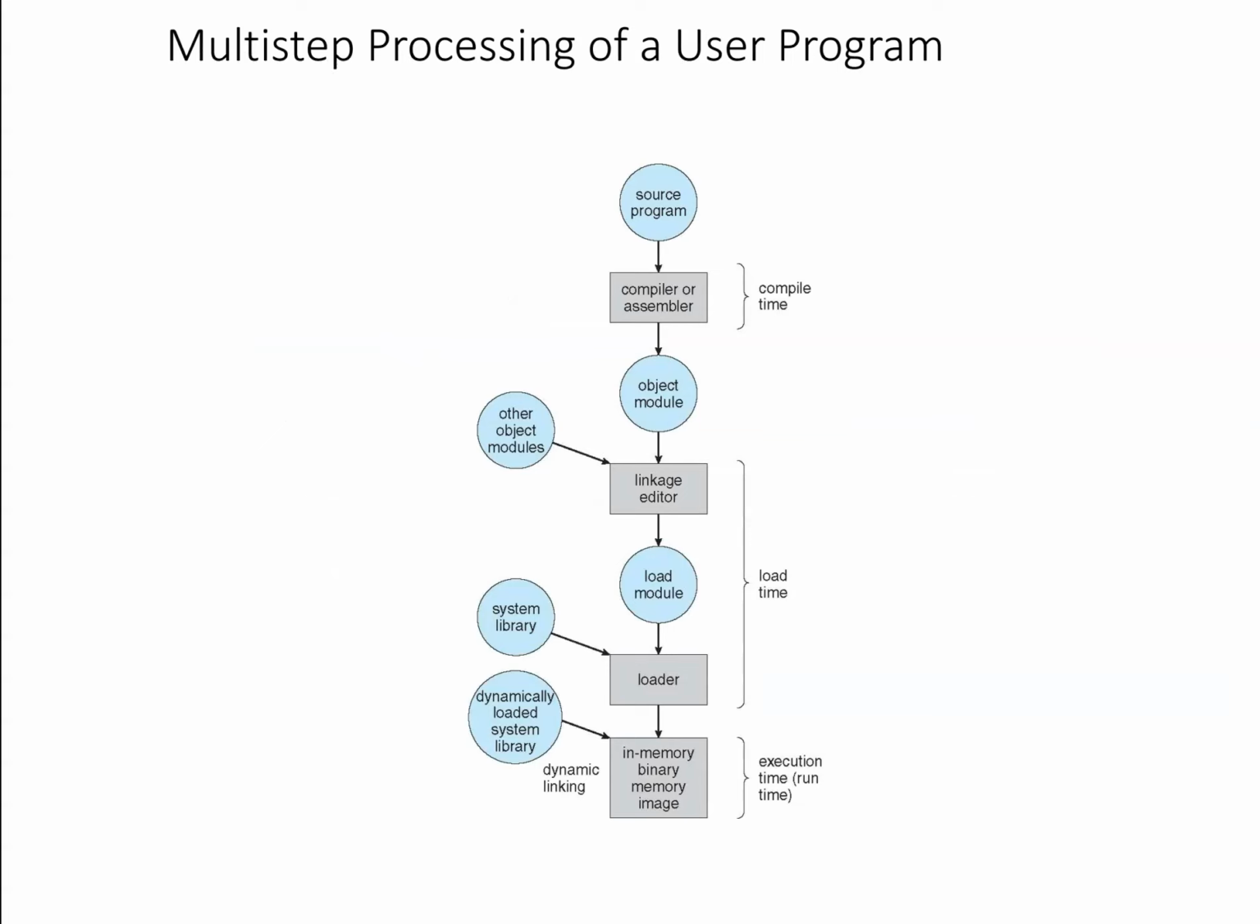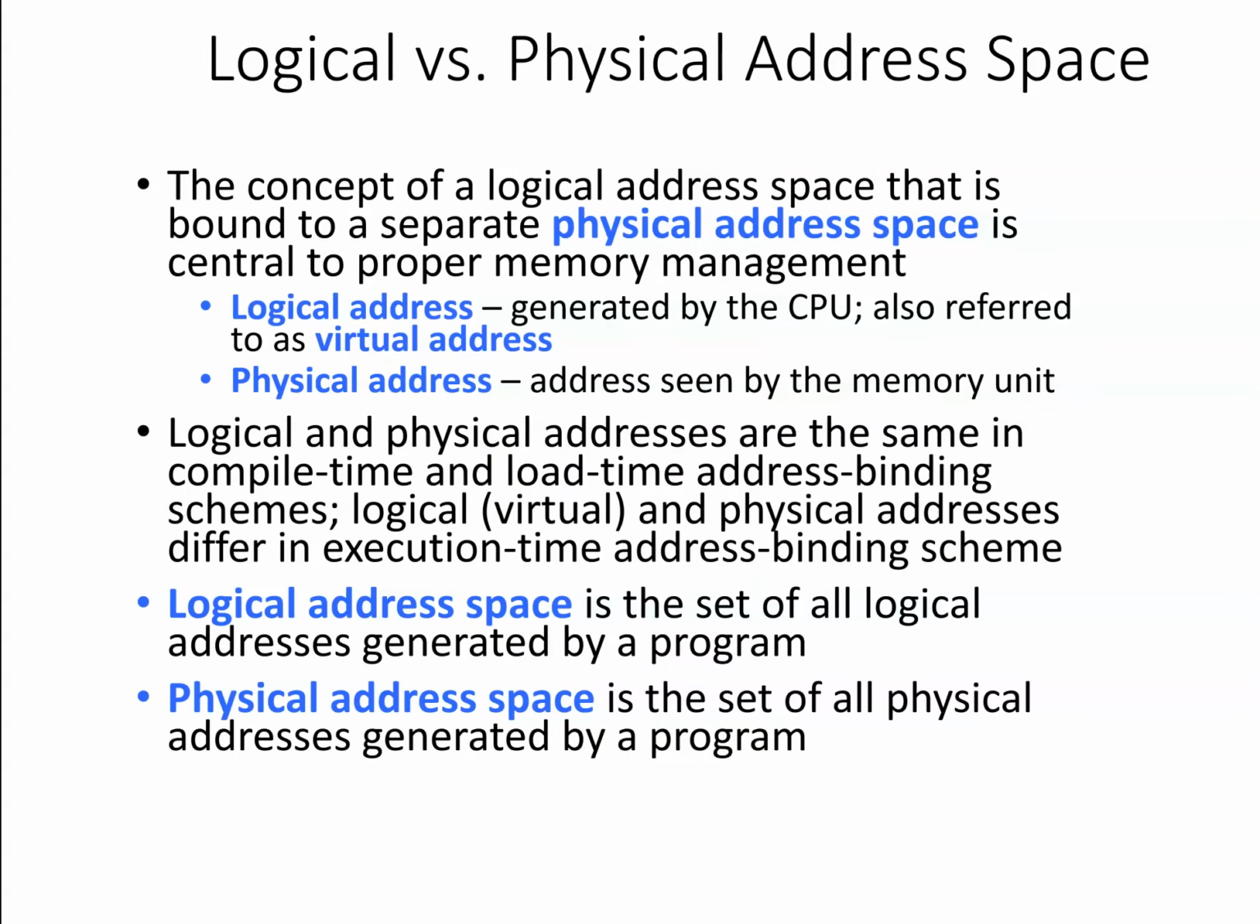Dealing with the multi-step processing of a program, we've got our source code, then we compile it. We get an object module and other object modules, and we link them all together to produce a load module, which is then loaded by the loader. Any dynamic libraries are loaded, and from there it can be executed.